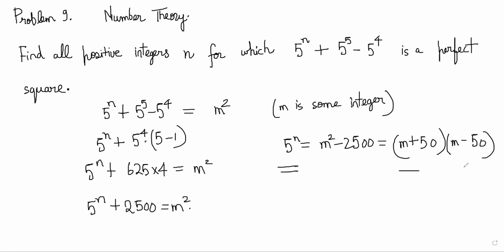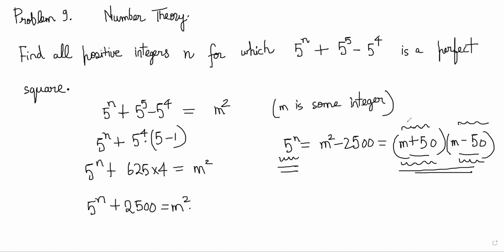At this stage, think about what is happening here. Here you have 5 power n, and here you have a product of two integers. So obviously, if the product of two integers is 5 power n, that means the integers themselves have no other prime factors other than 5, right? Basically, these are some powers of 5. You cannot have any other prime factor in the factorization of these two integers.